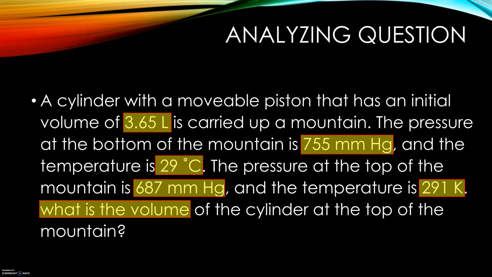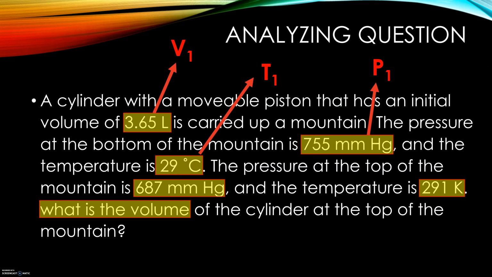All right, so now we can easily identify each of these units associated with the number value and which variable they are associated with. So right here, our 3.65 liter. The unit liter means it is associated with volume. Since it's the bottom of the mountain, that's my V1. We have our 755 millimeter mercury. That's a unit that's always associated with pressure, so we can assume that this is our pressure, P1. And our Celsius temperature is going to be our T1.